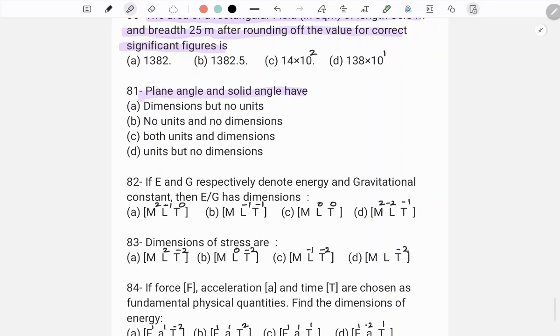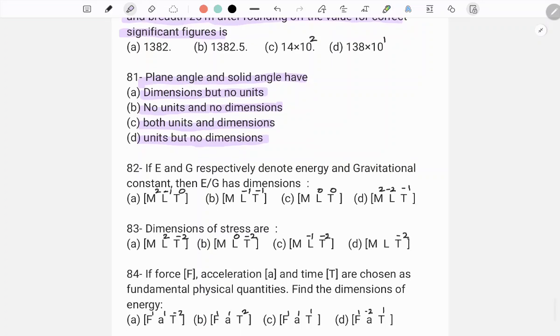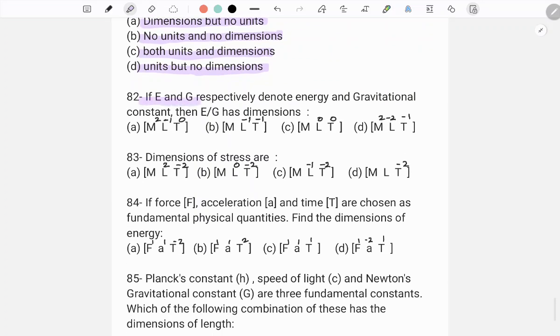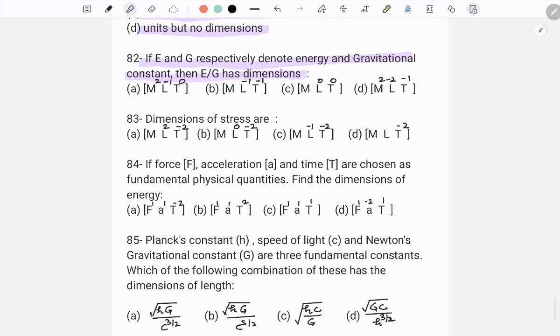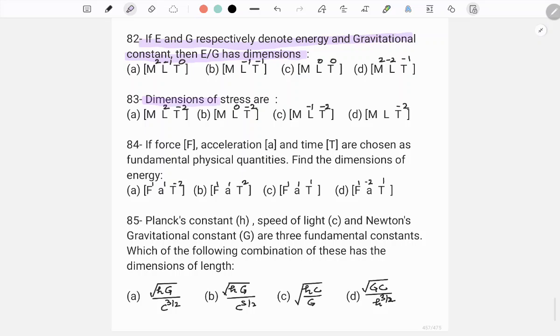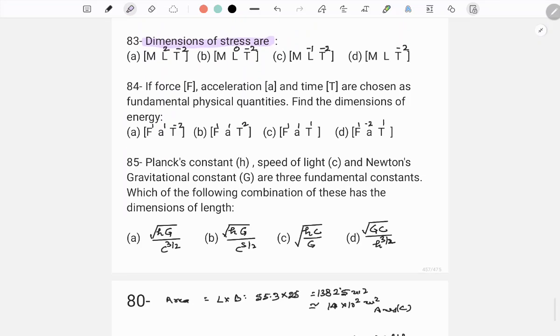Plane angle and solid angle have: dimensions but no units, no dimension, both units and dimensions, units but no dimensions. If E and G respectively denote energy and gravitational constant, then E by G has dimensions. Next, the dimensions of stress are.